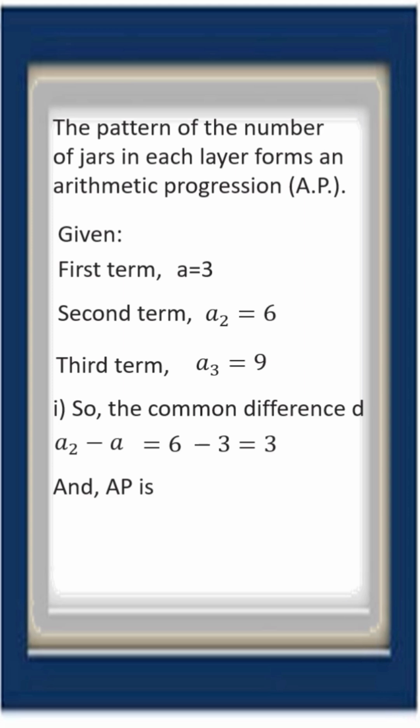And we are also asked to write the AP. First term is 3, common difference is 3. 3 plus 3, 6, 6 plus 3, 9, 9 plus 3, 12, 12 plus 3, 15, and so on up to the 8th layer, 3 8s are 24. On the 8th layer there will be 24 jars.